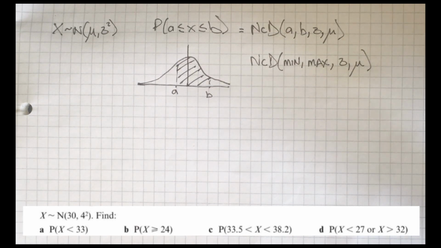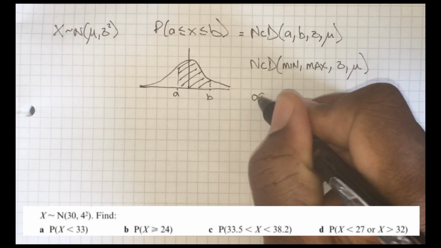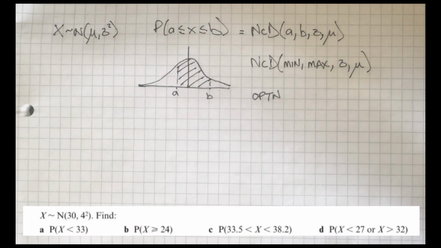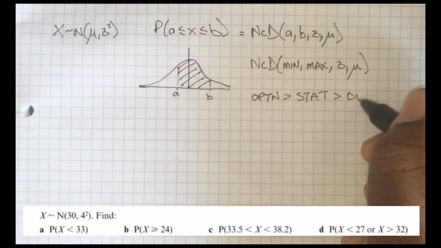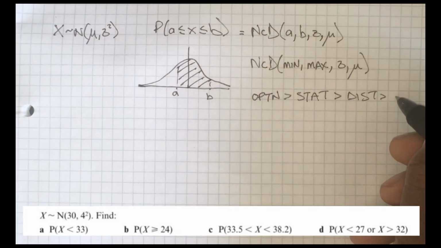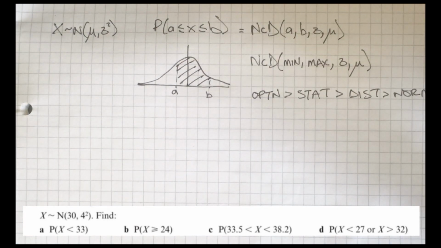If you notice here, the standard deviation and the mean are the opposite way round to how we usually write a distribution, so be really careful when it comes to working with these. You can find the function in the menu system by first going to options, then the statistics button, then distributions, and from the distribution list you want to choose normal cumulative distribution, so the NCD.